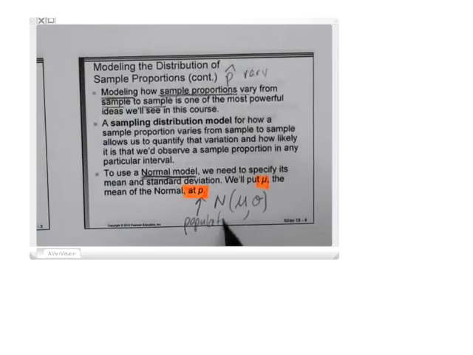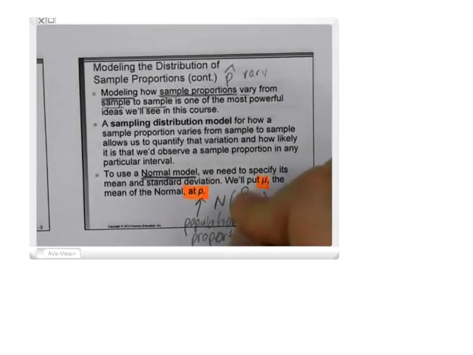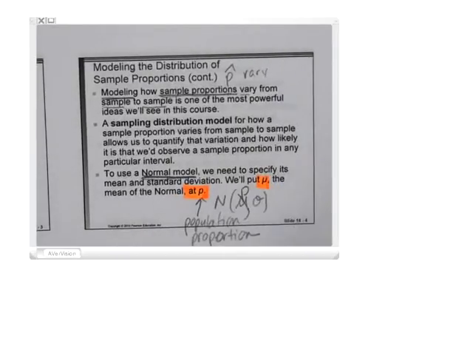It should make sense. It shouldn't be much memorization. However, it is on your formula sheet. I'll show you in just one second. So our mean is going to be P. Now let's talk about what the standard deviation is.